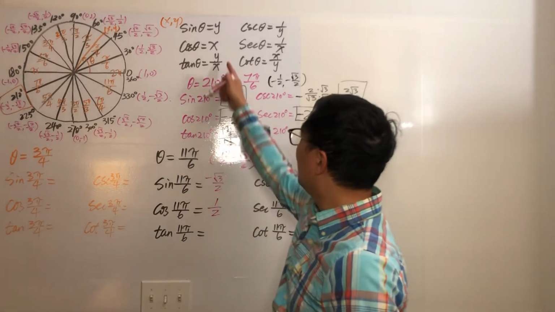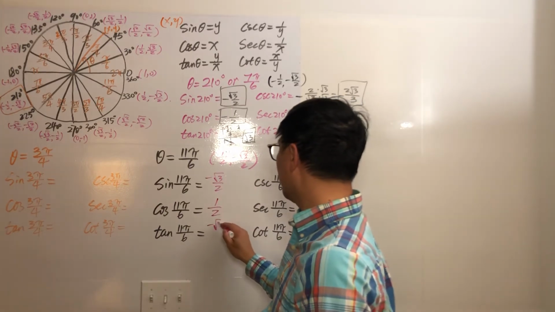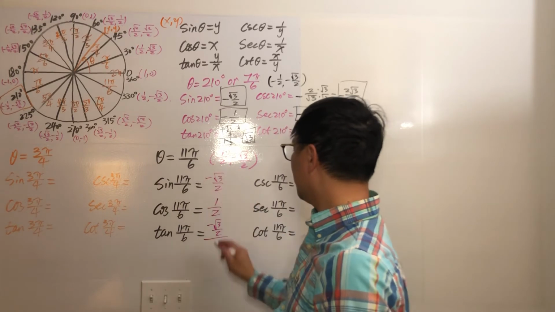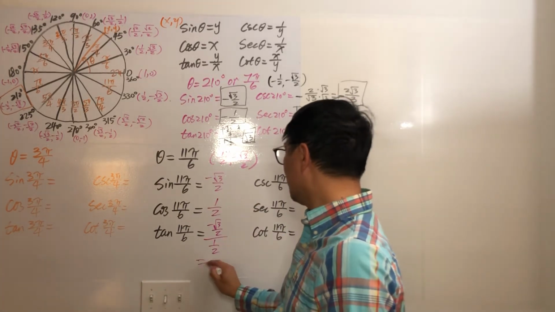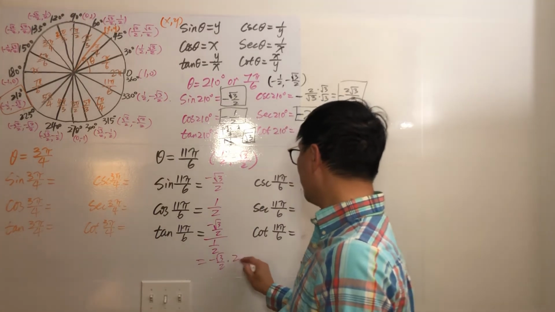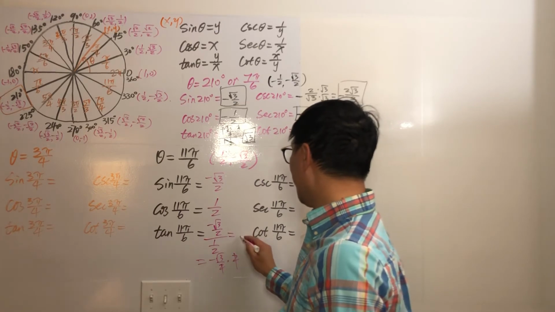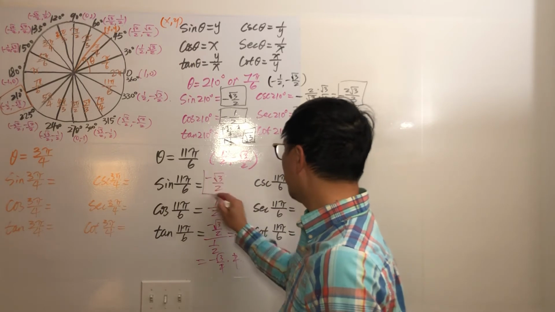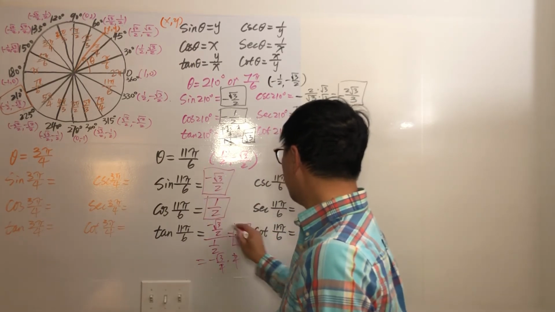Tangent is y over x. So the y coordinate is negative radical 3 over 2, over x which is 1/2. That means negative radical 3 over 2 times 2. Cancel out the 2. So finally you have negative radical 3. That is the final answer for tangent.